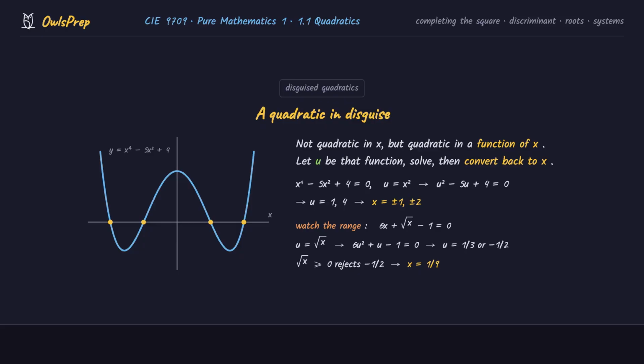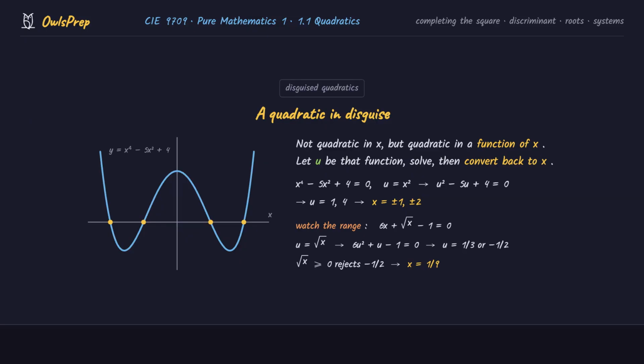Last, a pattern worth recognizing. Some equations aren't quadratic in x, but they are quadratic in some function of x. Look at x to the fourth minus 5x squared plus 4. It isn't a quadratic, but if you look at x squared as a single object, it is. It's that object squared minus 5 of it plus 4. So substitute u equals x squared.